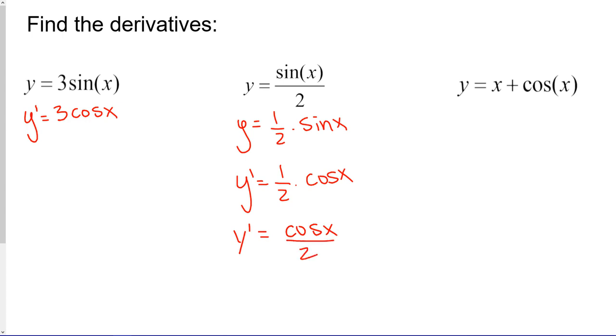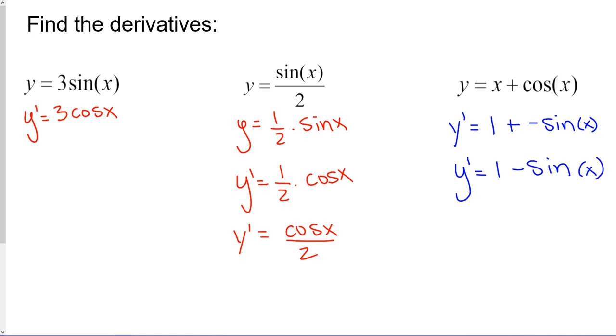And then our third one here, we're going to get that y prime is going to be equal to the derivative of x, which is 1, plus the derivative of cosine of x, which is negative sine of x. So if we were going to rewrite that, we would have y prime is equal to 1 minus sine of x. Okay, again, nothing too bad here, just some very basic derivatives, knowing that you know your two trig derivatives.